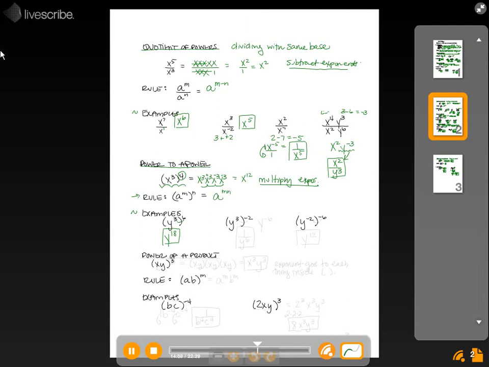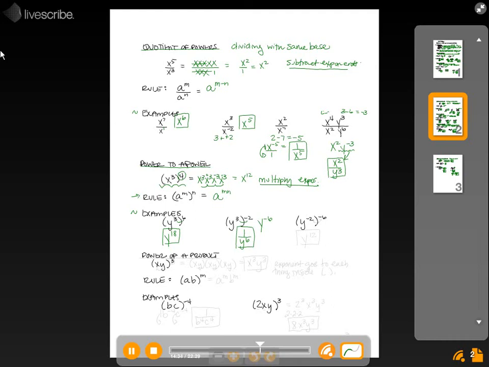Second example, y cubed, in parentheses, to the negative 2. Well, we multiply those two exponents together, and we get y to the negative 6. But again, we can't have a negative exponent, so we've got to move it to the bottom, and it's going to become 1 over y to the positive 6. And there's our answer.